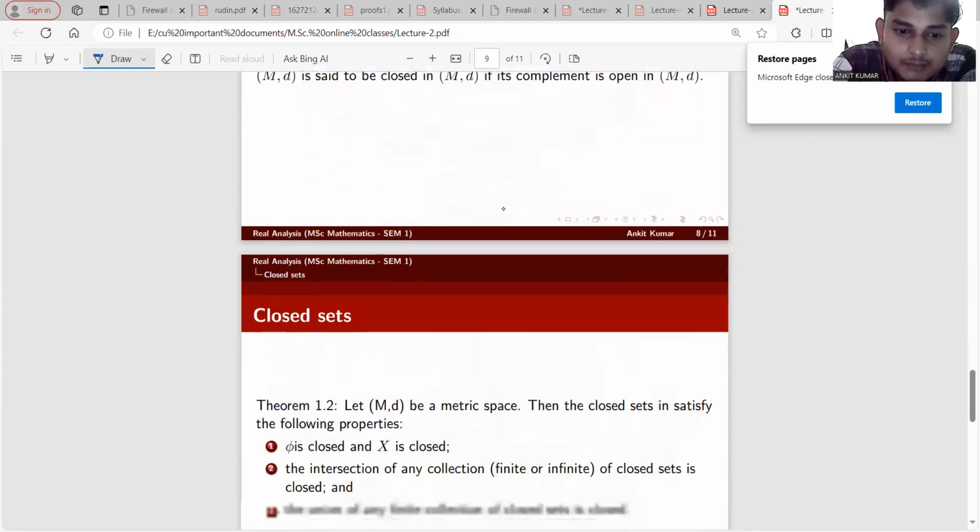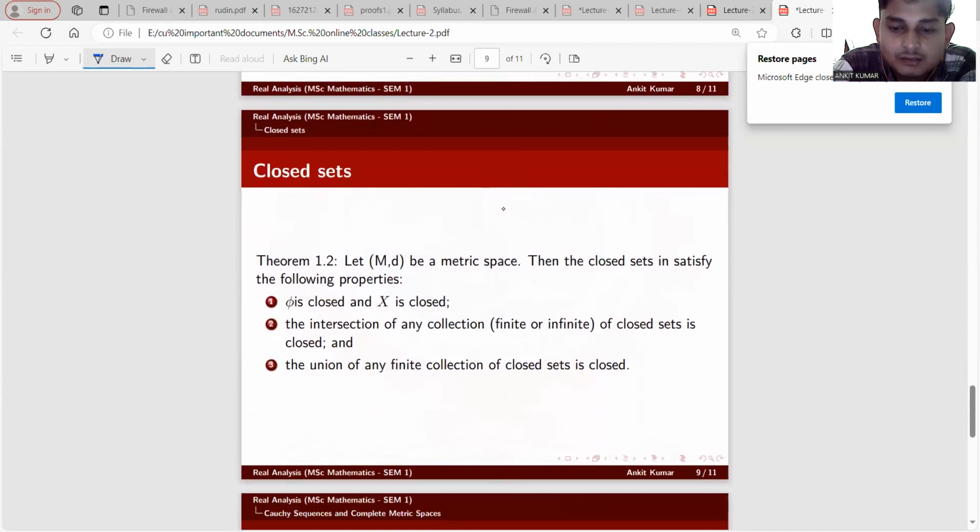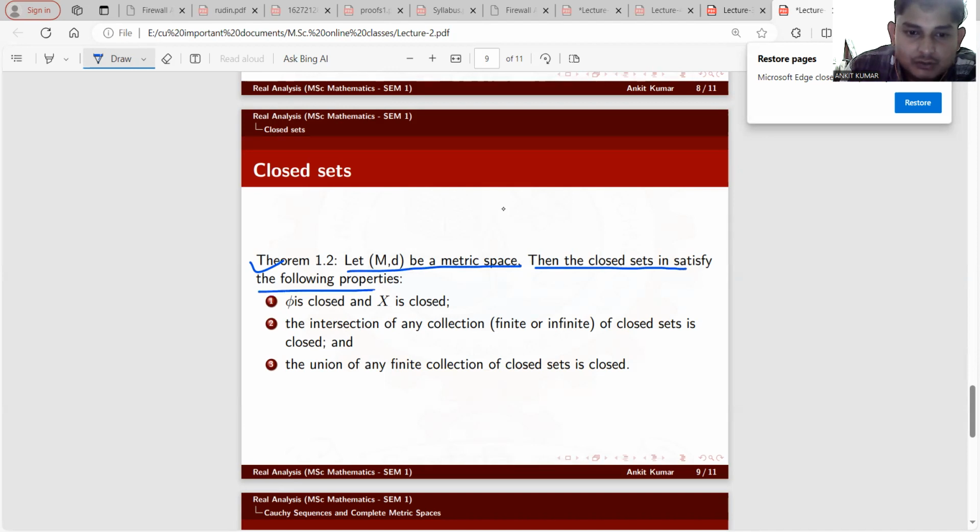अब इसकी कुछ प्रॉपर्टीज हैं. Let (M, d) be a metric space, then the closed sets satisfy the following properties. So theorem है: let (M, d) be a metric space, then the closed sets satisfy the following properties. First, the null space and the whole space are closed.